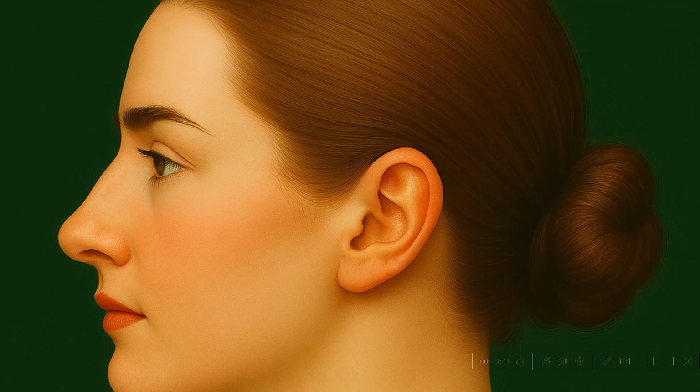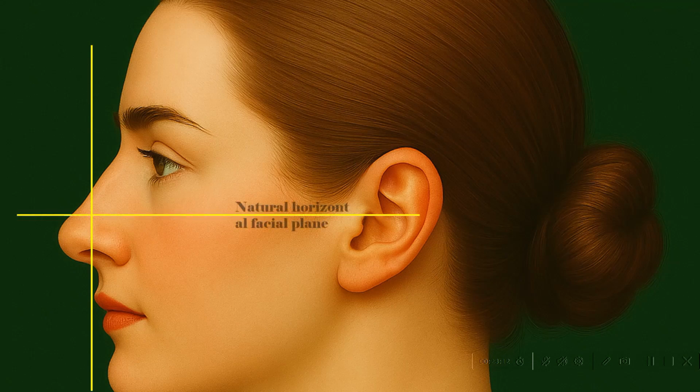The lip-chin relationship. The ideal lower lip position is 2 mm behind a vertical line dropped from a point half the ideal nasal length along the natural horizontal facial plane.